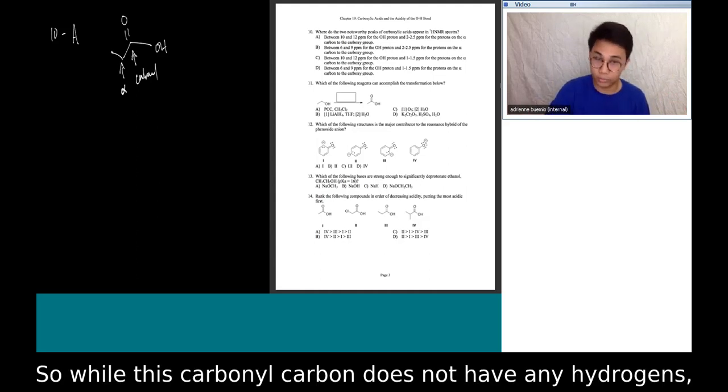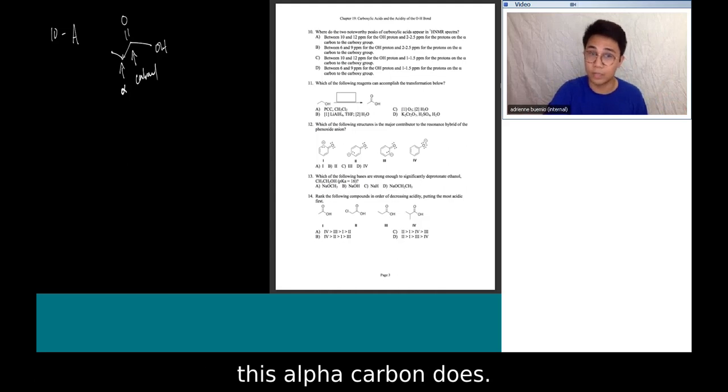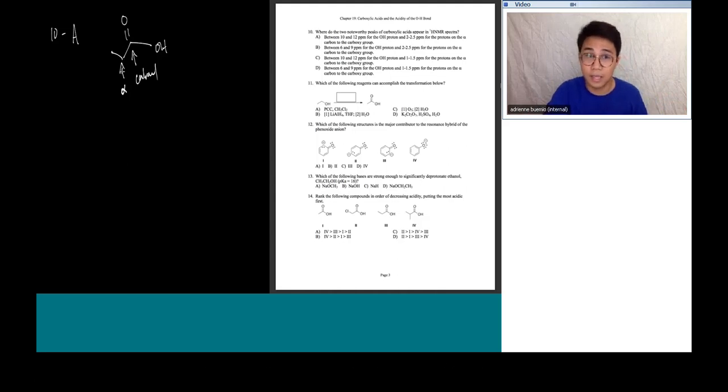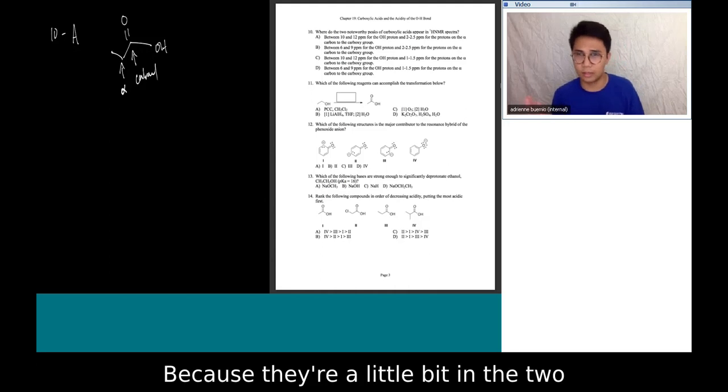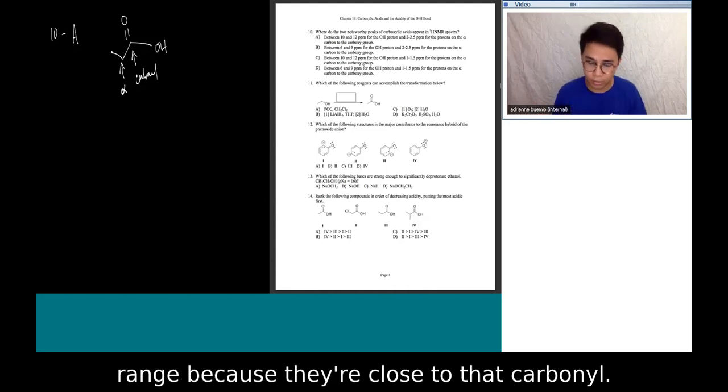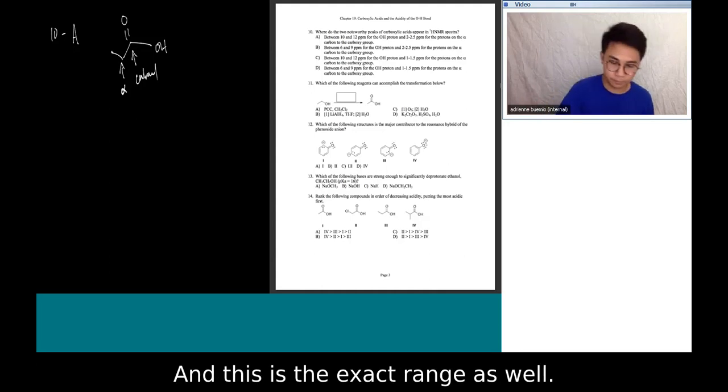So while this carbonyl carbon does not have any hydrogens, this alpha carbon does, and they're just sp3 C-H's, right? And they're not completely shielded, right? Because they're a little bit in the 2 range, because they're close to that carbonyl, right? And that's their exact range as well.